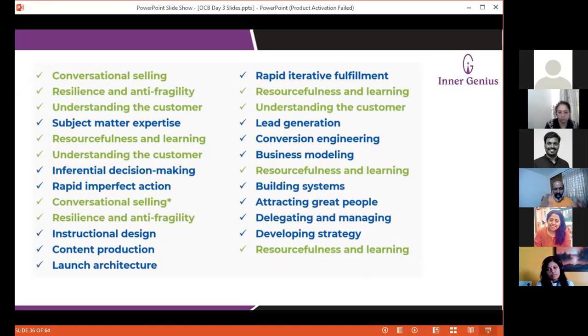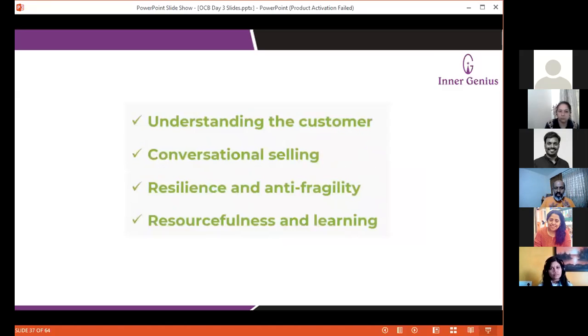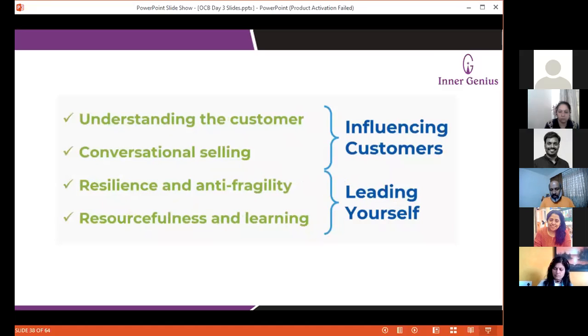So if you take that and put it together, it falls into just four things that you need to possess. One is you must understand your customer, you must know how to do conversational selling. The other two are you should be resilient and anti-fragile, and you should be resourceful and learning. If you look at those, the top two are about influencing customers. The second two are you being a leader and leading yourself. Yesterday we spent a lot of time on influencing customers. Today we're going to be focusing a little more on leading yourself.